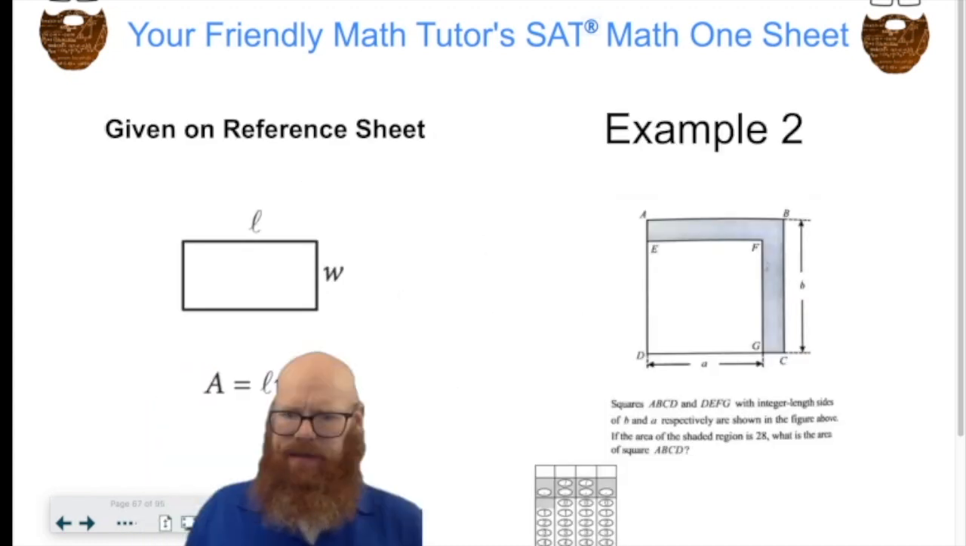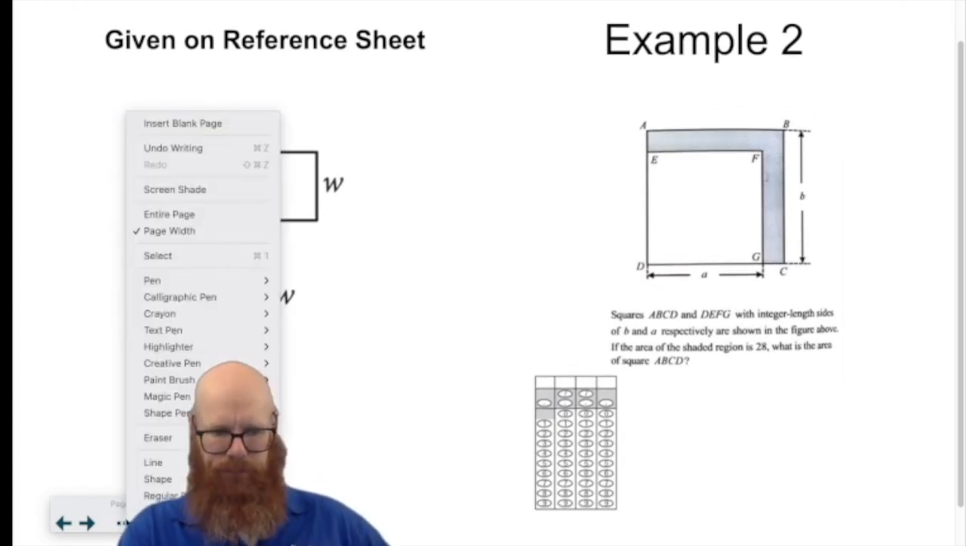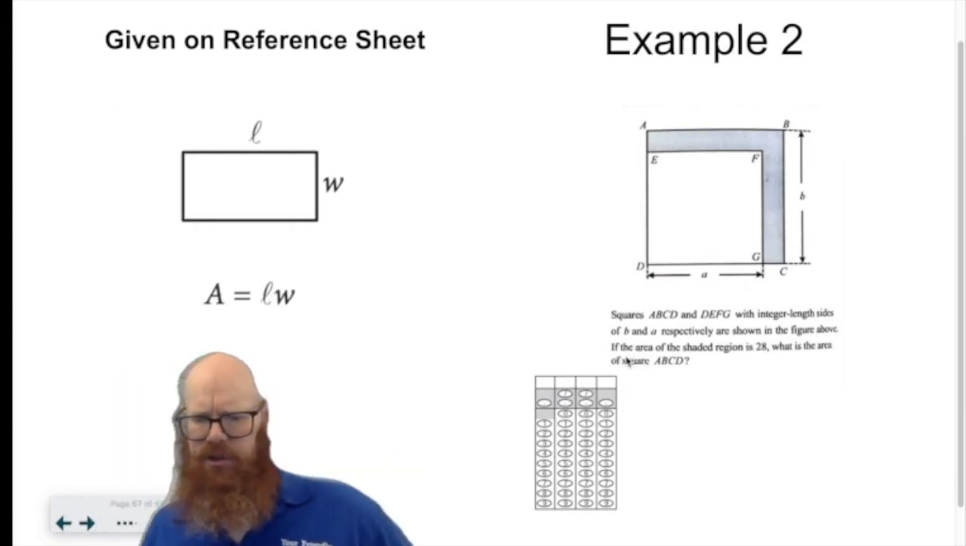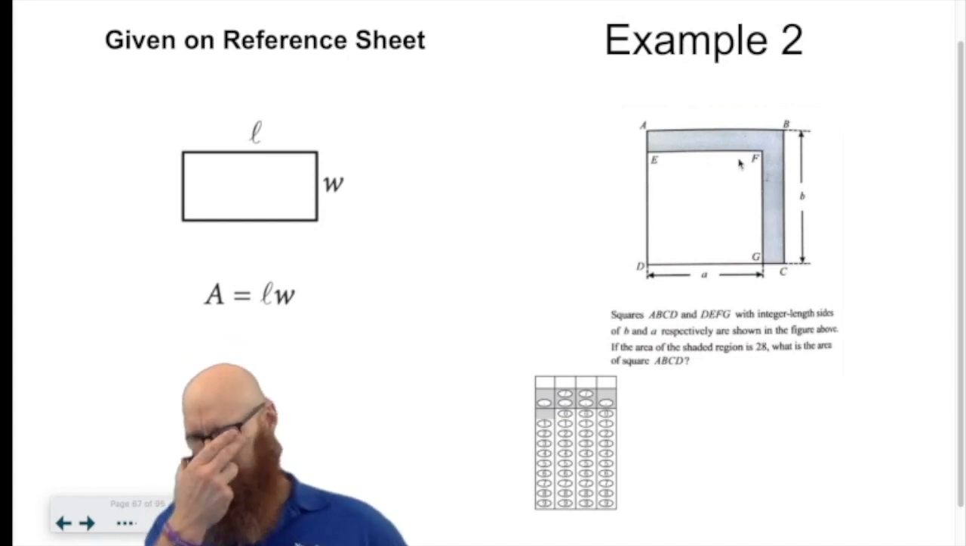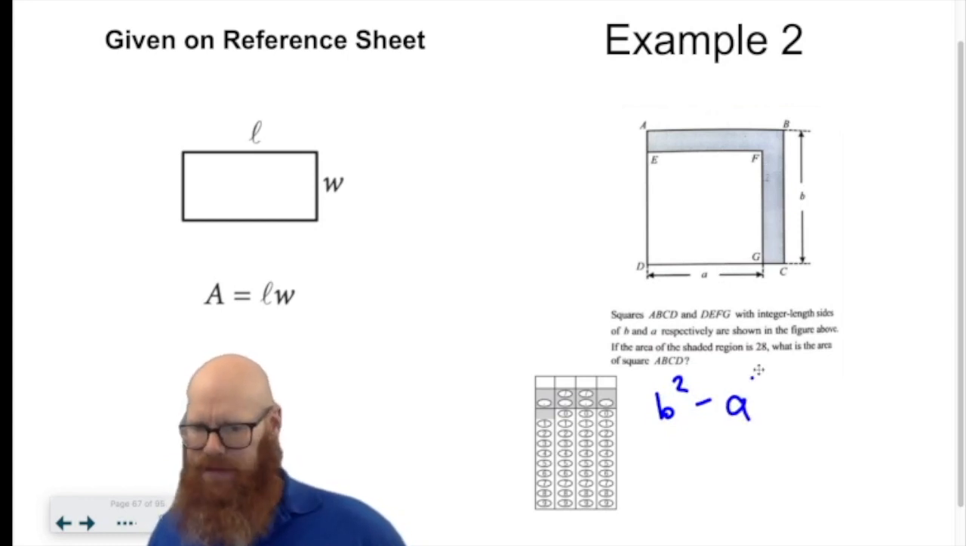Now let's take a look at the area of a rectangle or possibly a square. For this one, we have 2 squares with integer side lengths, and we are told that the area of this shaded region is 28. This shaded region is the area of the big square minus the area of the little square. The area of the big square is length times width, but they're both b because it's a square, so that's b squared. Then b squared minus the area of the small square, a squared, is equal to 28.